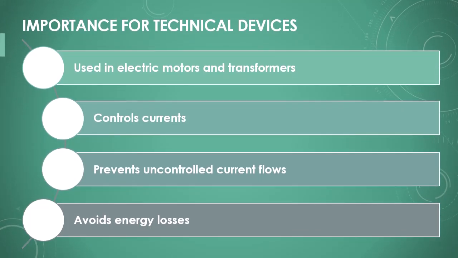Many technical devices use Lenz's law to control currents. Electric motors and transformers operate according to this principle. Without this law, such devices could not function efficiently. It prevents uncontrolled current flows and energy losses.